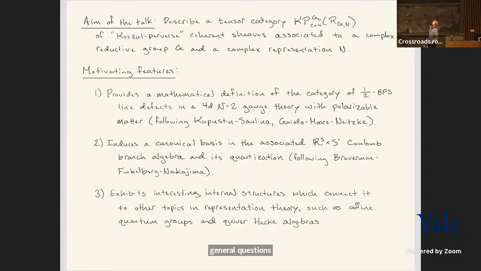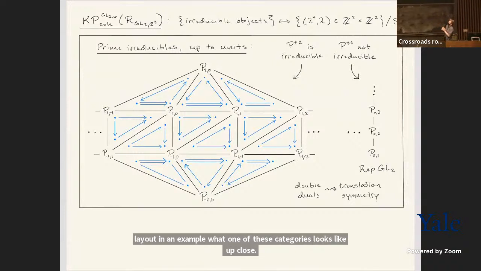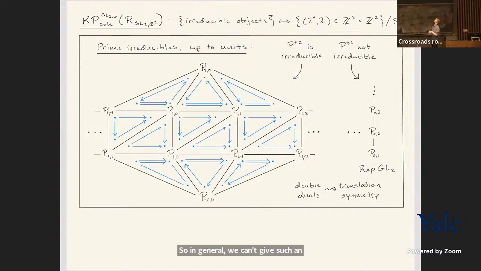All right, so before I dive into the definition, which will involve this BFN construction of the Coulomb branch, let me just try to lay out in an example what one of these categories looks like up close. In general, we can't give such an explicit picture, but here the group is GL2, and the representation is just the defining representation of GL2. And this is some kind of artist's rendering of what this category looks like.